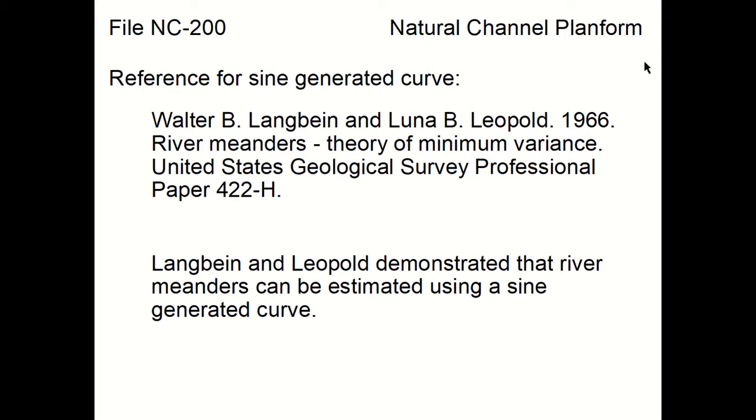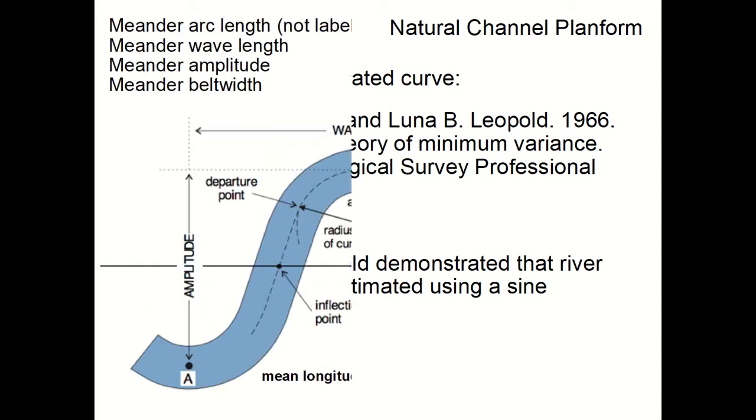We're going to be looking at what's called a sine generated curve. The original reference for this came from Walter B. Langbein and Luna B. Leopold in 1966, where they discussed river meanders, the theory of minimum variance. This was a professional paper produced by the United States Geological Survey. Langbein and Leopold demonstrated that river meanders can be estimated using what's called a sine generated curve.